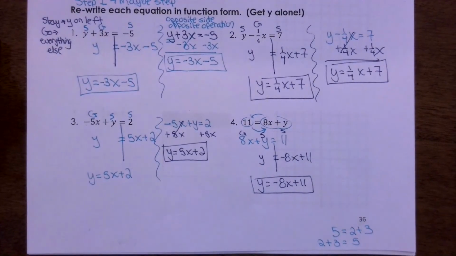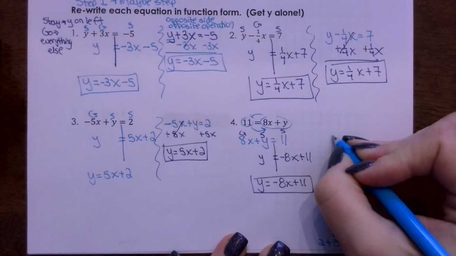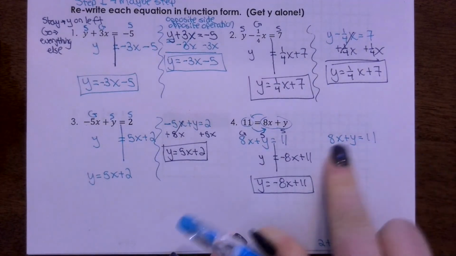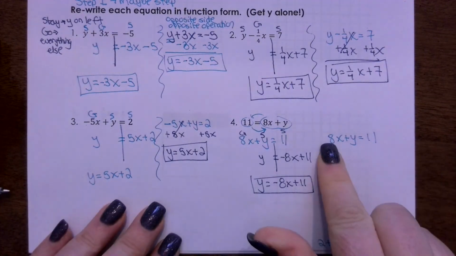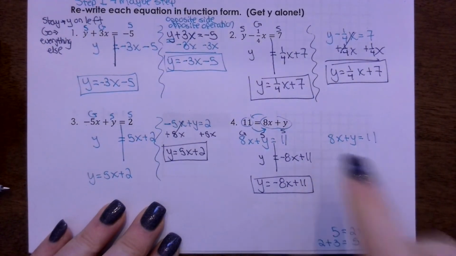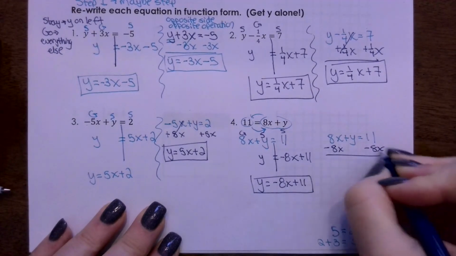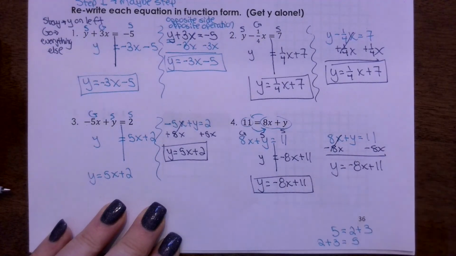If I'm going to use my opposite side, opposite operation approach, I'm going to think about it the same way. I will rewrite it so my y just starts over here. And now, opposite side, this is a positive 8x, so I use the opposite operation, and I get y equals negative 8x plus 11.